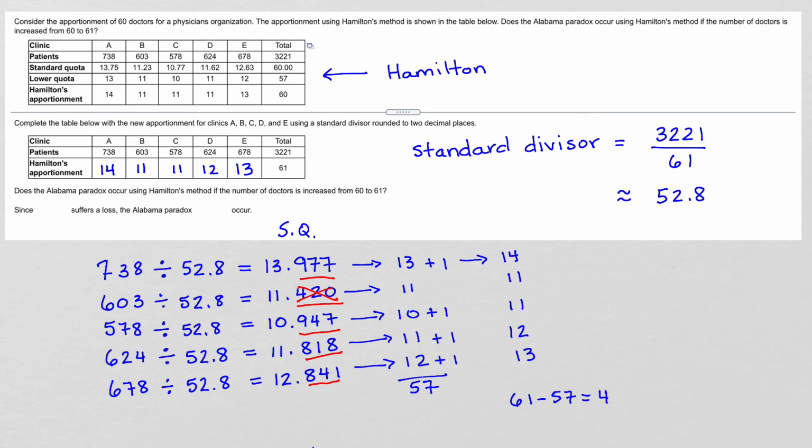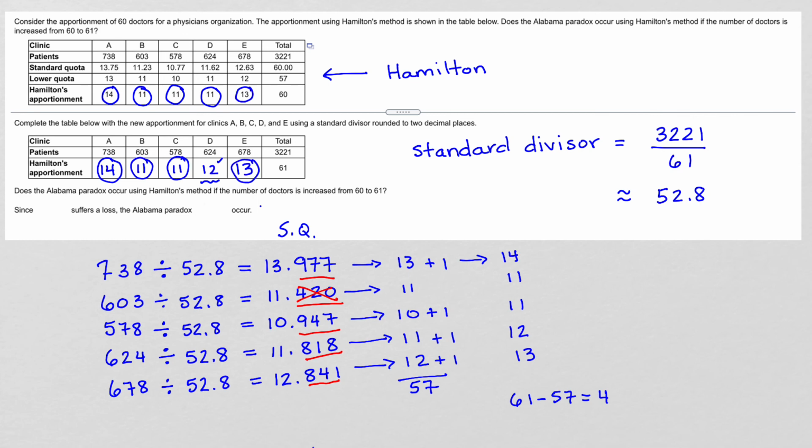Now, did the Alabama paradox occur? First, when we had 60 doctors, A had 14 doctors, and they still have 14 doctors. So that's fine. We only had 1 to give out. Not everybody gets a new one. B had 11. Still has 11, looks good. C had 11, still has 11, that's totally fine. D had 11, went up to 12, that's cool. And E had 13 and stayed at 13, and that's totally fine.